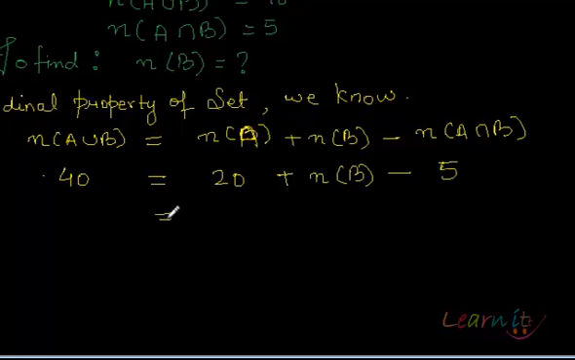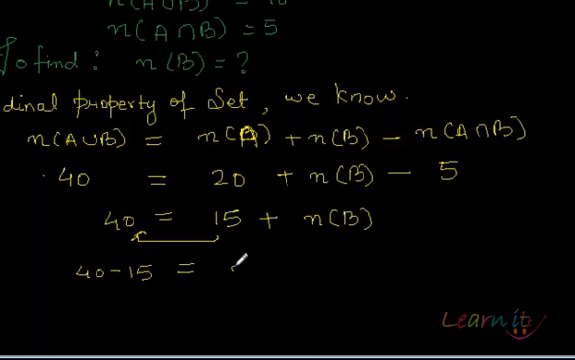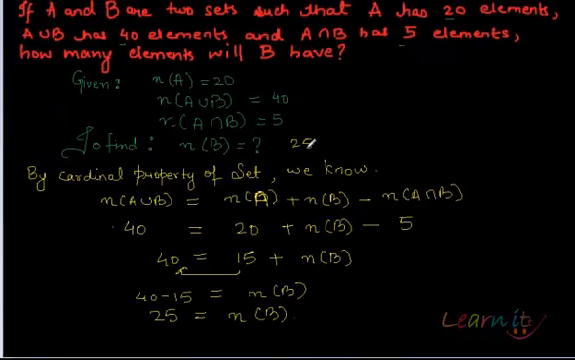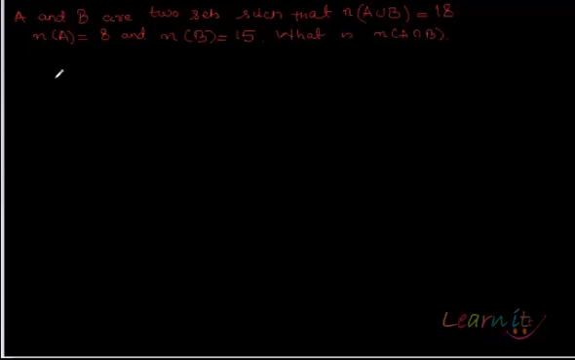So this means 40 equals 15 plus n(B). Take this 15 to this side, you get 40 minus 15 equals the number of elements in B, which is 25. So therefore n(B), the number of elements in B, is 25.